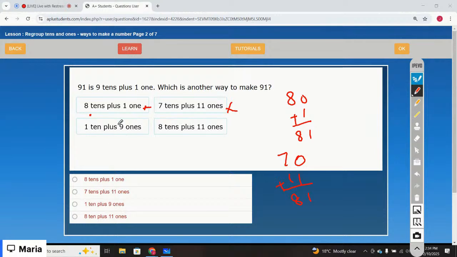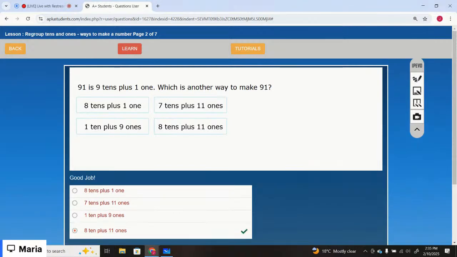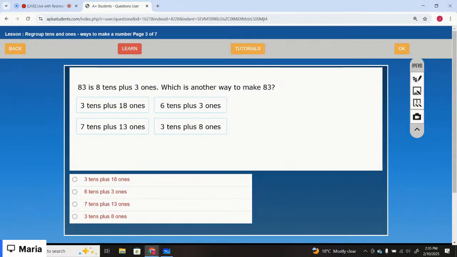not the correct one. 1 ten and 9 ones makes 19. 8 tens is 80 and 11 ones. So 1 plus 0 is 1 and 8 plus 1 is 9. So the correct option is the last one. 8 tens and 11 ones is the correct option. The correct option is 8 tens and 11 ones.